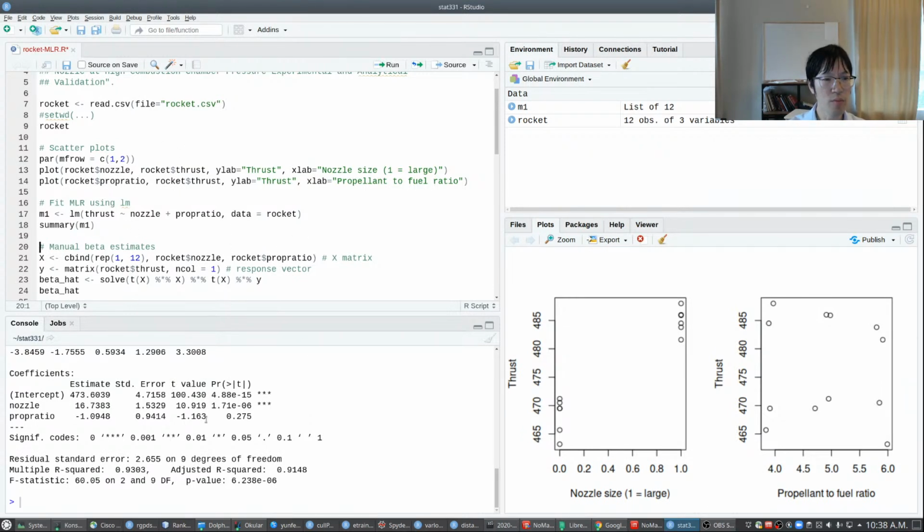Okay, so the rest of the layout is pretty similar to simple linear regression. At the bottom, there's an estimate of the residual standard error. So that's our estimate sigma hat.